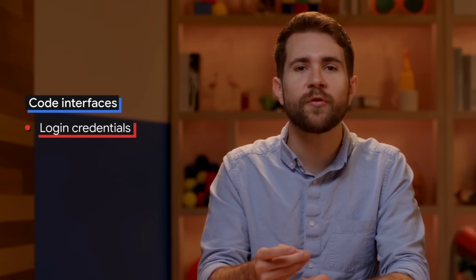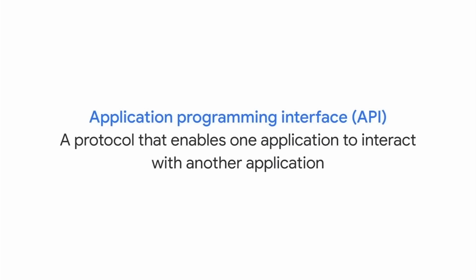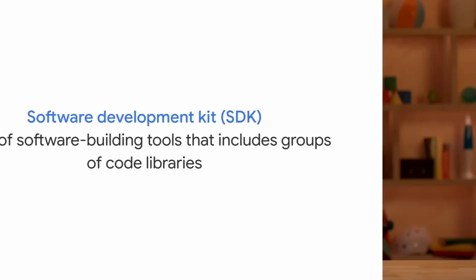There are a few interfaces you may come across in your work: login credentials, application programming interfaces, or APIs, and software development kits, or SDKs. Each of these interfaces allows you to ingest data directly from an external dataset to your own dataset. An API is a protocol that enables one application to interact with another application. In your case, you'd use an API to access and transfer data. An SDK is a set of software building tools that include groups of code libraries. As a data analyst, you might use an analytics SDK to access data about users and their interactions with your software.